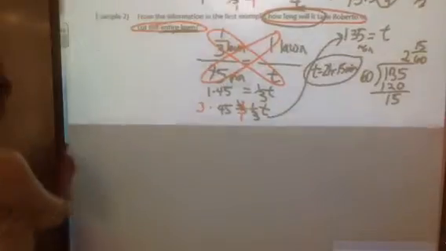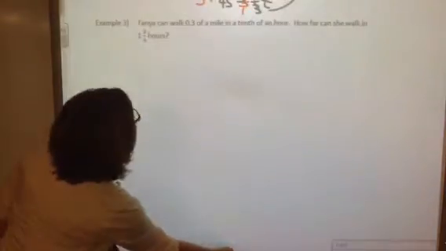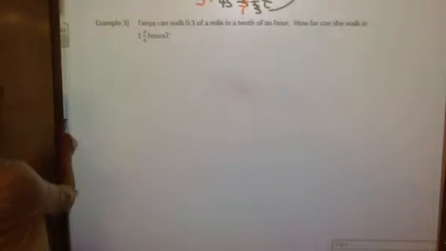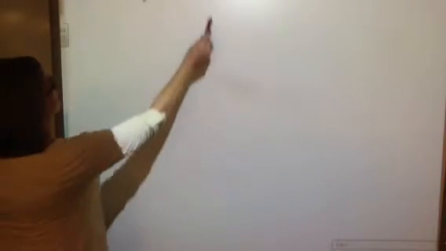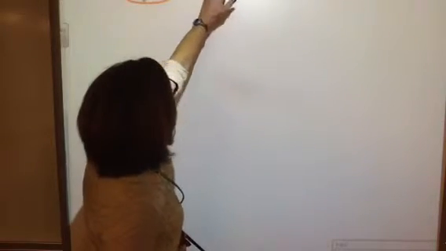Okay, our last problem. Tanya can walk 3/10 of a mile in 1/10 of an hour. How far can she walk in 1 3/4 hours? So she can go 3/10 of a mile in 1/10 of an hour. And the question is, how far can she walk in 1 3/4 hours? So again, we're just setting up a ratio. So 3/10 of a mile in 1/10 of an hour, so miles per hour.